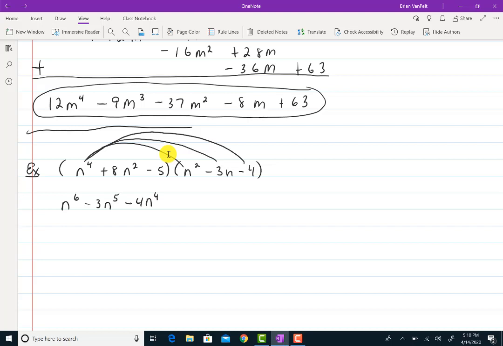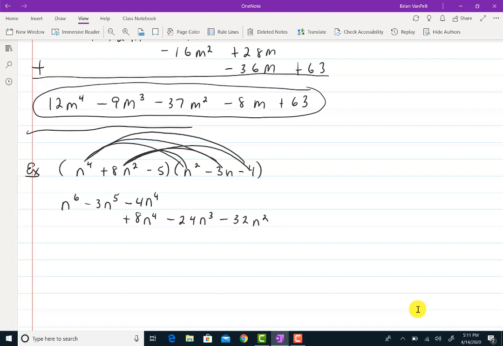So that takes care of the first entry. Now I'll move on to the second piece. 8n squared times positive n squared is 8n to the fourth. So I'll put a plus 8n to the fourth underneath my previous n to the fourth. And then we're going to have 8n squared times negative 3n. That's negative 24n cubed. Then I have one more piece here, 8n squared times negative 4. That'll be negative 32n squared.